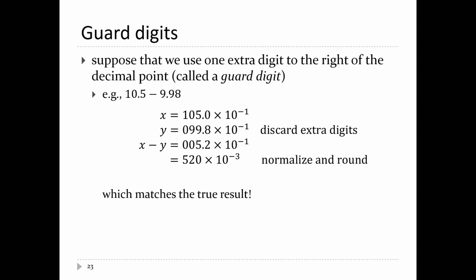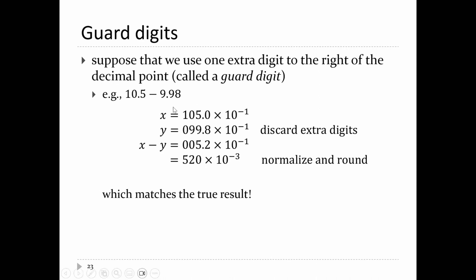All right, so the solution is, it looks like I need extra digits. Suppose I am allowed to use one extra digit, and that extra digit is to the right of the decimal point. So I can hold one extra digit here. That extra digit is what's called a guard digit. Now if I use one extra digit to compute the result, I can now write 9.8 times 10 to the minus 1.